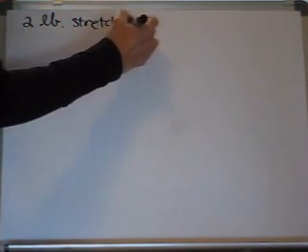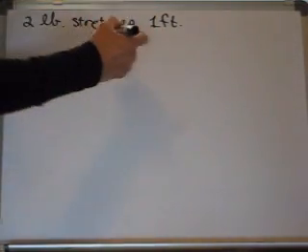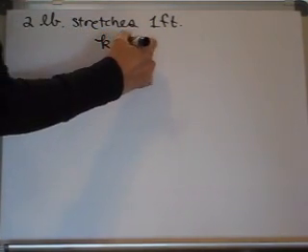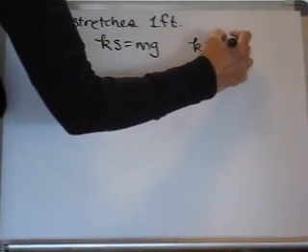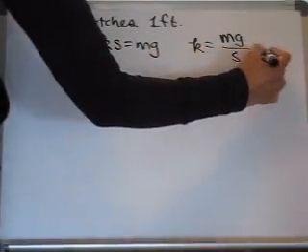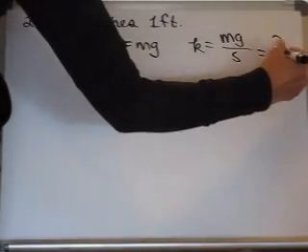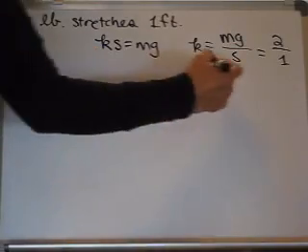So the fact that the force of 2 pounds stretches the spring 1 foot is going to allow us to find the spring constant, k, in Hooke's law. And so we know that k times the stretch is equal to the weight, and that's what we get from Newton's second law when the mass is in equilibrium position. So k equals the weight, which is mass times the acceleration due to gravity, divided by the stretch. So our spring constant is the weight, 2 pounds, divided by the stretch, 1 foot. So the spring constant is 2 pounds per foot.